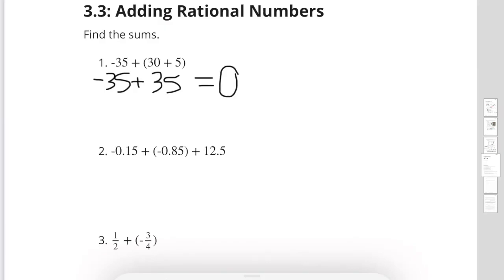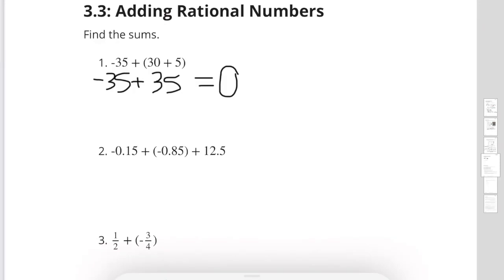Okay, we see parentheses here, but if you notice, that's just a negative inside the parentheses. There's no adding, subtracting, multiplying. There's no operation inside that parentheses. So that doesn't really mean anything to me.